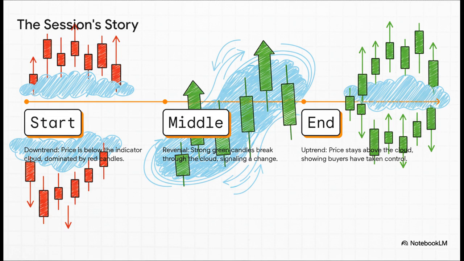Then comes the plot twist in the middle, a big push upwards. You see those strong green candles bursting right through the cloud? That's a huge signal that things might be turning around. And finally, Act 3. The price stays above the cloud. A new uptrend is born, and it's clear the buyers have won the war for this session. See, a complete story from start to finish.